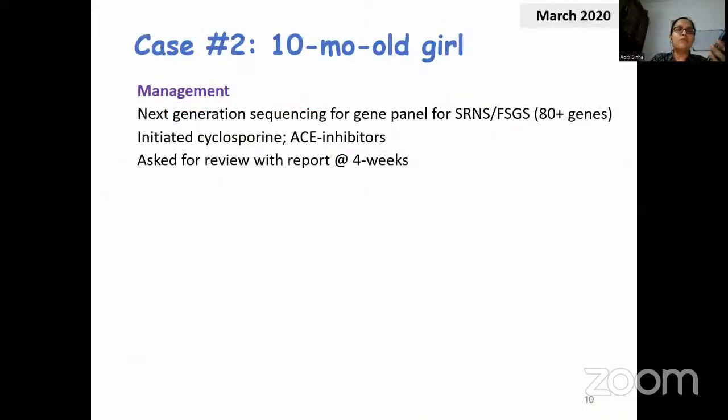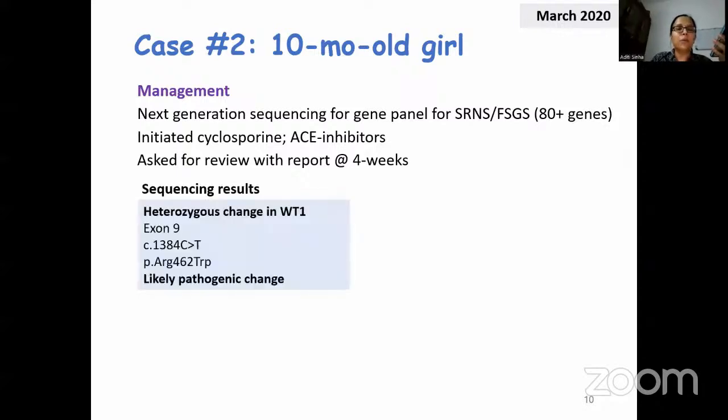We ordered next-gen sequencing. We did not perform a biopsy because she had onset of disease at 7.5 months. We felt that monogenic disease was far more likely. We need to figure out what's going on with her. To give her the benefit of immunosuppression, we did start her on cyclosporin. We started an ACE inhibitor for non-immunosuppressive reduction of proteinuria. And we asked for review back with the genetics report in 4 weeks. The report did show a WT1 change, which was a likely pathogenic change previously reported in patients with steroid-resistant nephrotic syndrome and also associated with Wilms tumor.